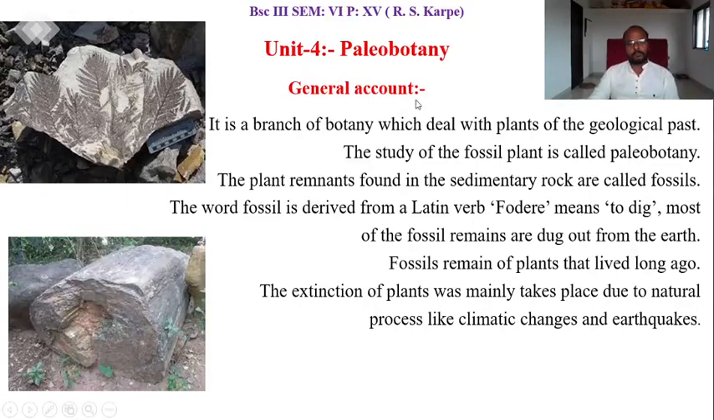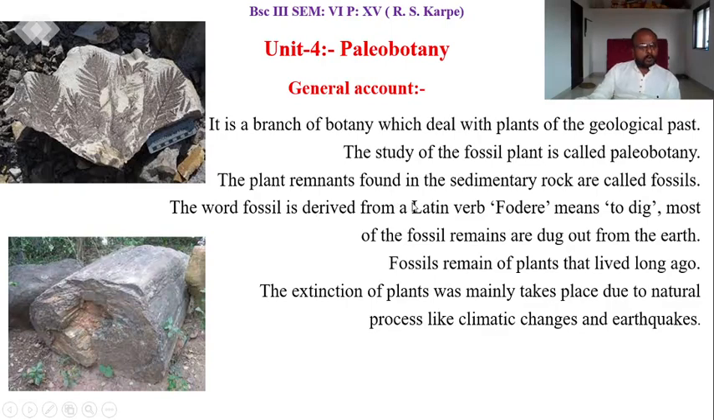Hello student, today we are going to study the unit Paleobotany. Paleobotany is the branch of botany which deals with the study of fossil plants. Fossil plants are plants which are geologically past plants, and therefore Paleobotany is nothing but the study of fossil plants.